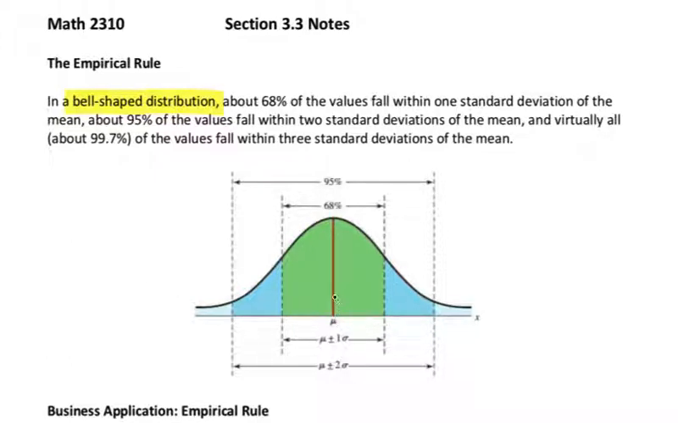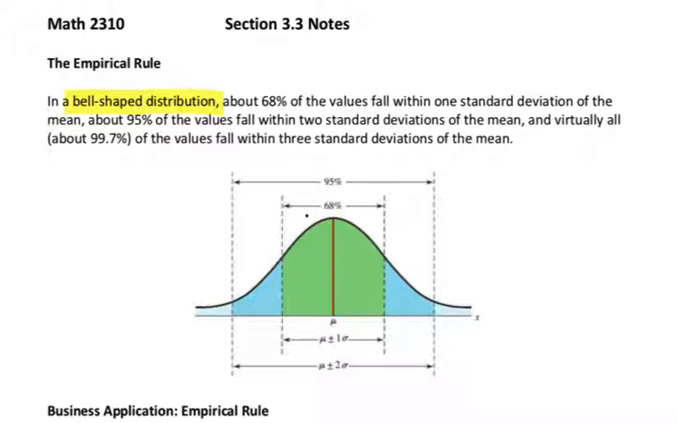So the mean is marked here with this red line. This dotted line is the mean plus the standard deviation, and this dotted line is the mean minus the standard deviation. 68% of our data values will fall between those two lines, or about 68%.